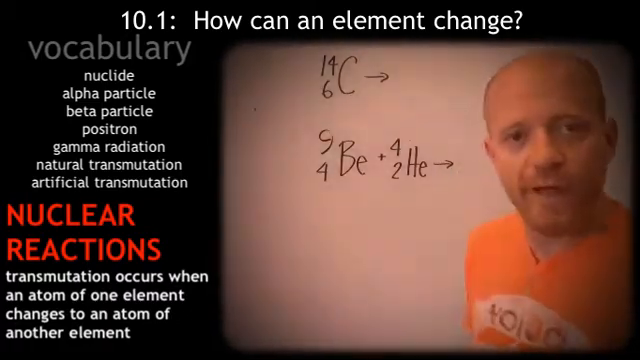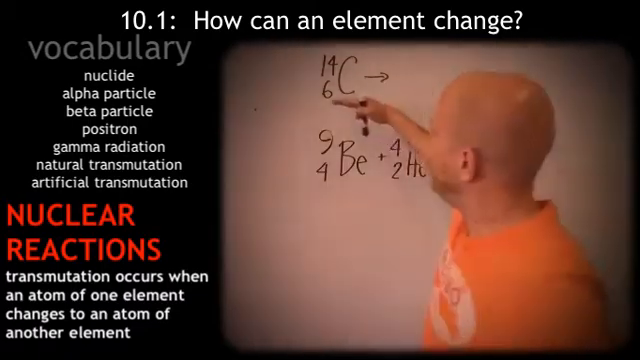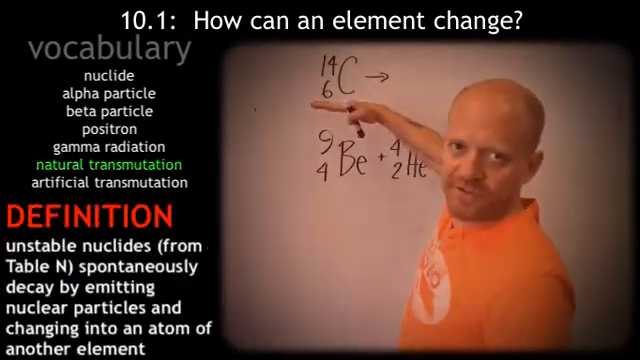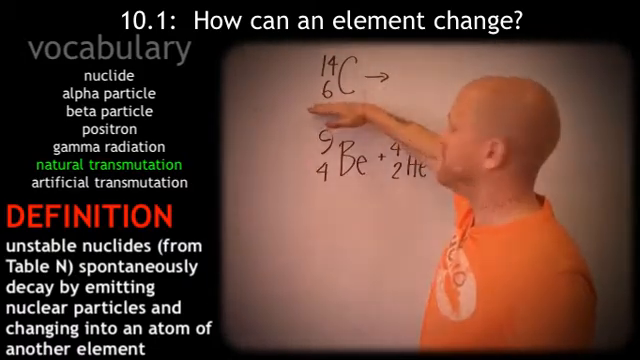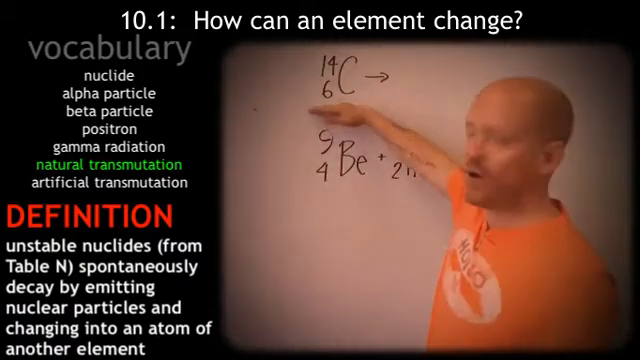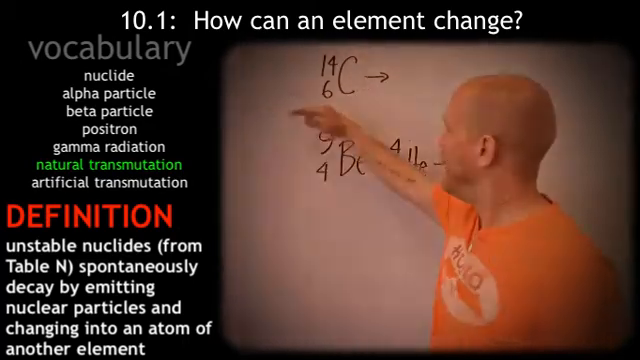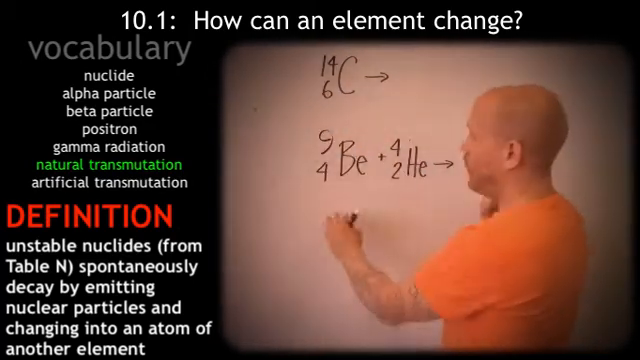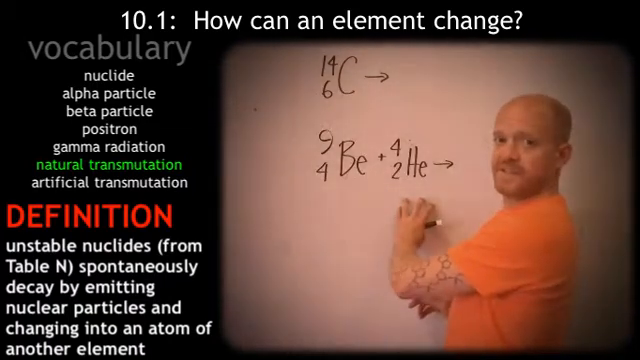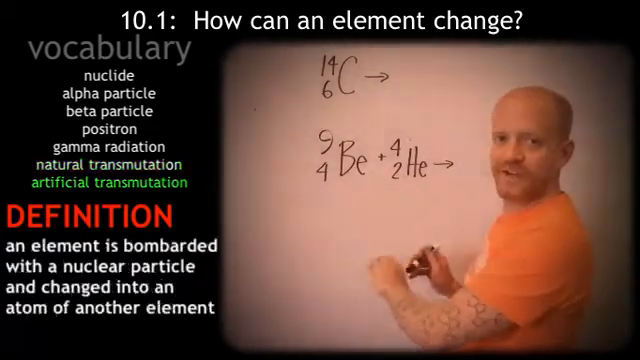Now I'm going to look at table N for something like a natural transmutation. Natural transmutation just has one substance or one isotope on the left side of the arrow. And that's going to change into something else. An example like this, when you have 2 different substances, that's going to be artificial transmutation.